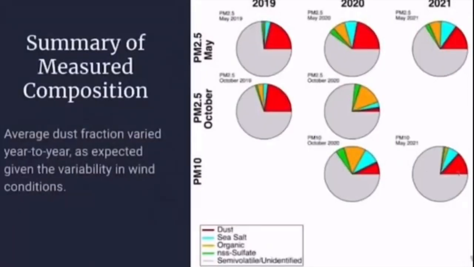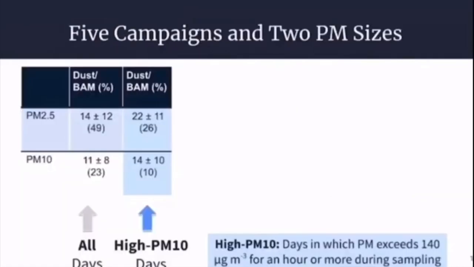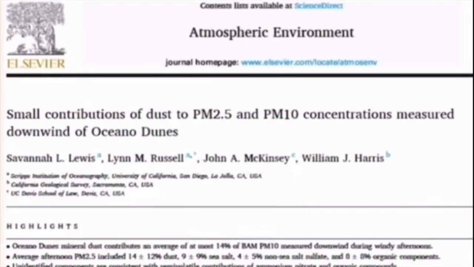If you go to 2021 in spring, you can see our dust fraction. This is the 14%. There is year-to-year variability because the wind varies year to year. But on average, what we see for the dust fraction is here. PM10 is 11 plus or minus 8, and 14 plus or minus 10%. So again, this is the 14 plus or minus 10% on high PM days of what dust is contributing. This was peer-reviewed and published by my graduate student, Savannah Lewis, with myself and others as co-authors.